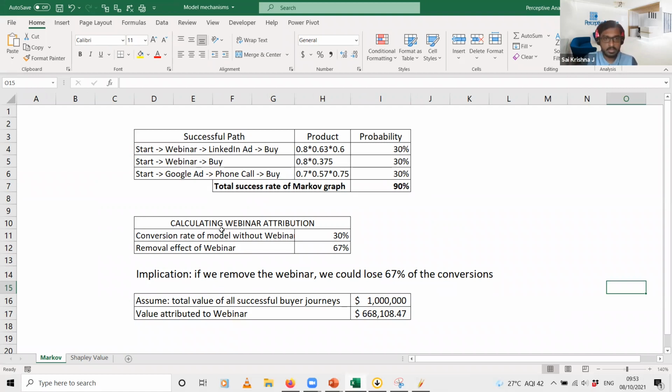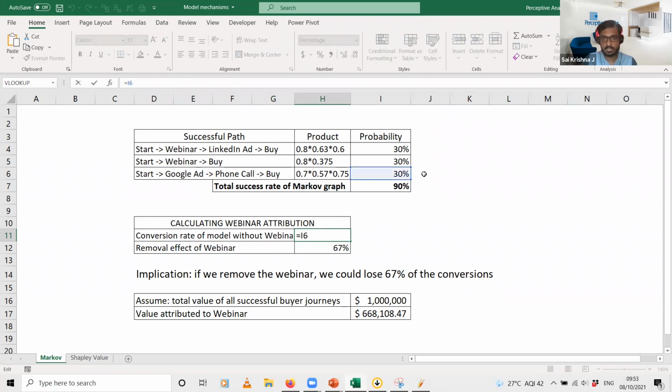So we come up with this particular metric, which is what we call the conversion rate of the model without the webinar. So how does this 30% come? This is nothing but this particular 30% over here. So why do we take this value? Out of all the 3 success paths that we have here, only the third one does not involve the webinar. That is what this 30% is all about. So we exclude the first 2 success paths because they flow via this webinar, and we consider only this one which does not involve the webinar, and that way we consider the conversion rate of the model without the webinar to be 30%.